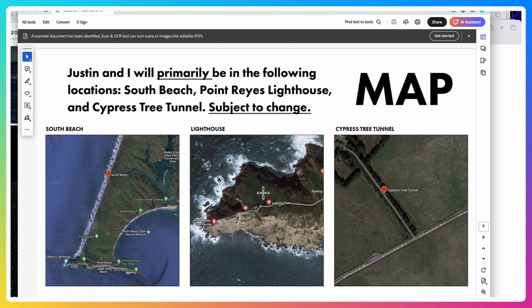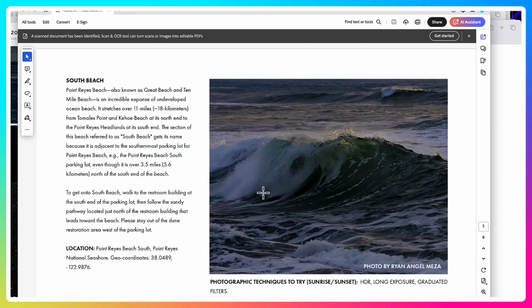Okay. And then more specifically, you should start thinking about specific locations that you would like to photograph. So again, this is a sample presentation from our coastal photography class. We mentioned 4 locations that we photographed. So there was South Beach. Okay, so there's a sample photograph here from Ryan, and then just some information here about the location. So you'll want to start researching specific locations.